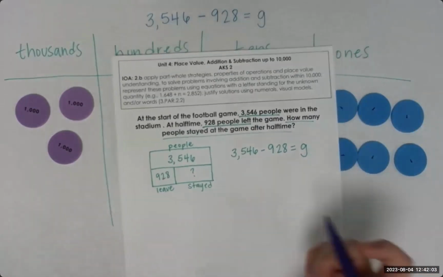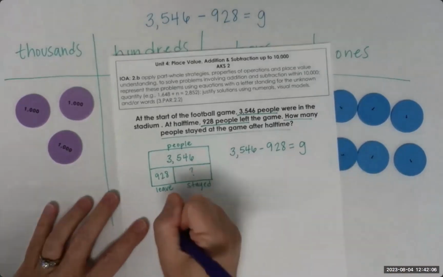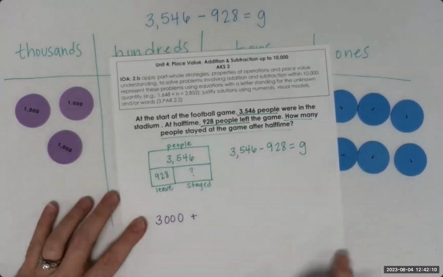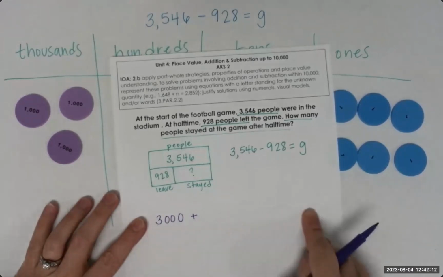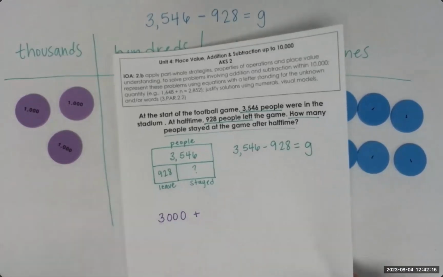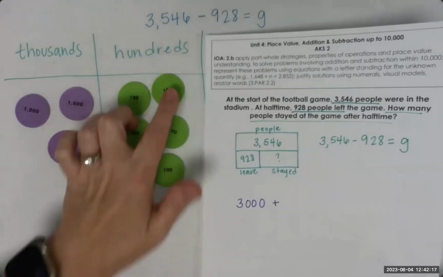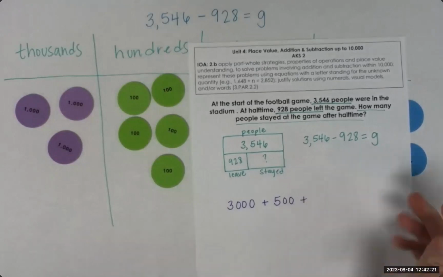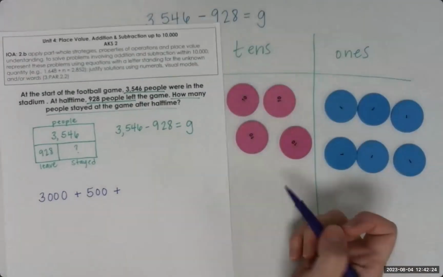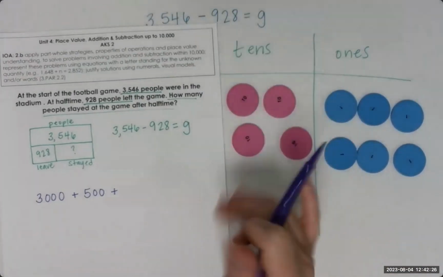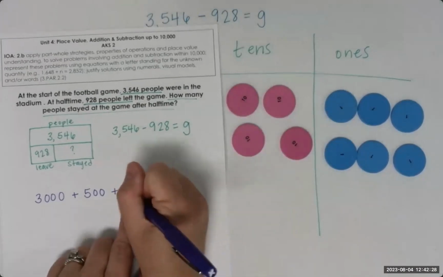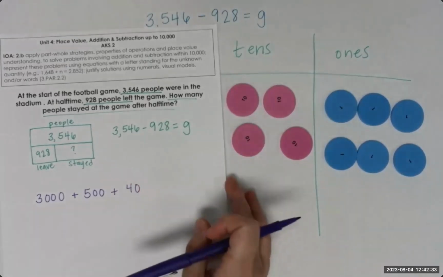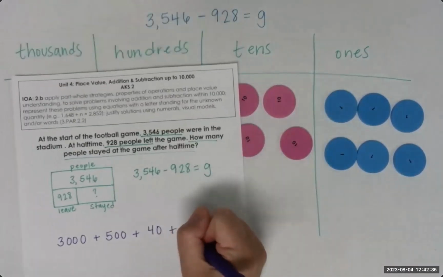Okay, so let's use our expanded form equation here. 3,000. Remember, even though this is subtraction, I'm writing out the expanded form of the numbers. I do use those addition symbols. I have 500s. I have 4 10s. And again, I'm verifying that I have built my number correctly with my equation also. And then finally, 6 1s.